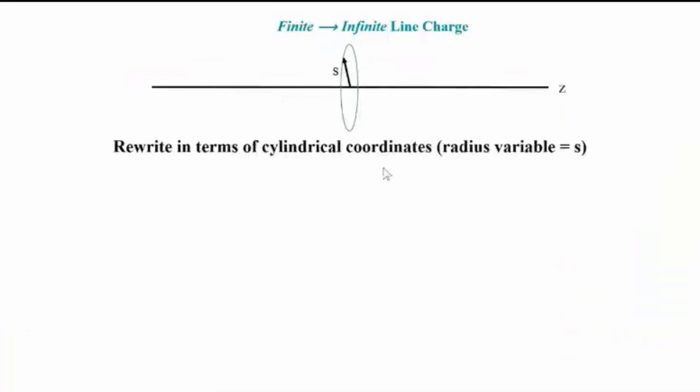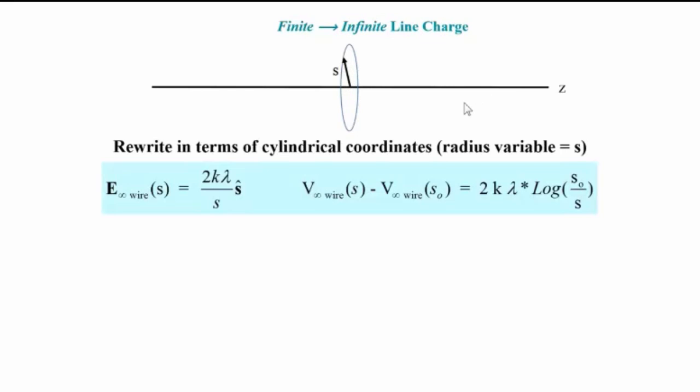If we go back to cylindrical coordinates, so we now write this in terms of an s vector, and then we put z along the axis, we can write the E field in terms of this s vector, and it's pointing in a direction normal to the surface. And so every point on this circle would have a normal, so that would be s hat. And the value of the field at that point is 2k lambda over the distance to that point.